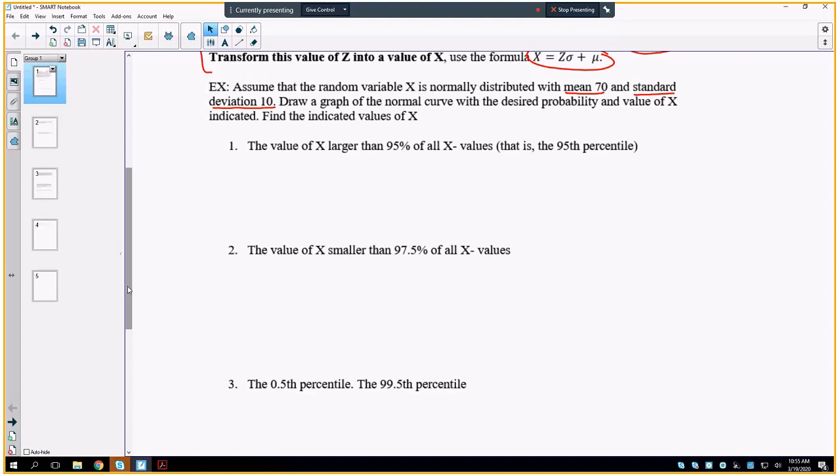So let's start by drawing our nice curve. So nice bell-shaped curve as before. And I know if I'm looking for an x that's larger than 95%, it's probably going to be way out here, the 95th percentile.